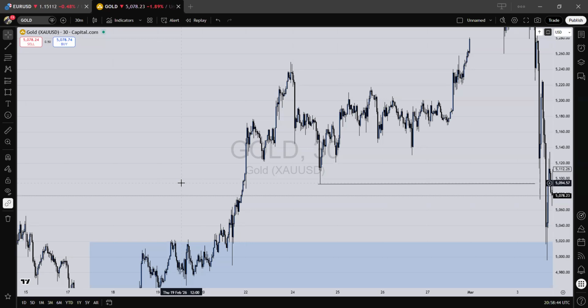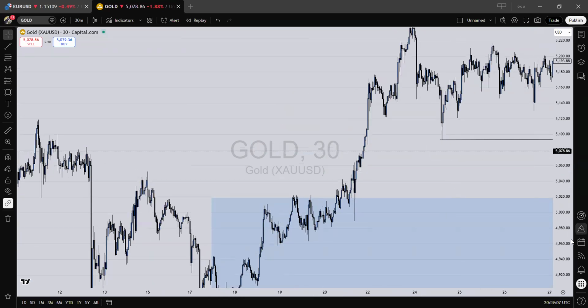All right. How did price get to your POI? Did price create liquidity, or did it just use one candle? Because gold is very used to that. It can just use one candle from the beginning of the retracement to the POI that you're waiting for. One candle all the way down. Okay. So was there liquidity before the candle came?